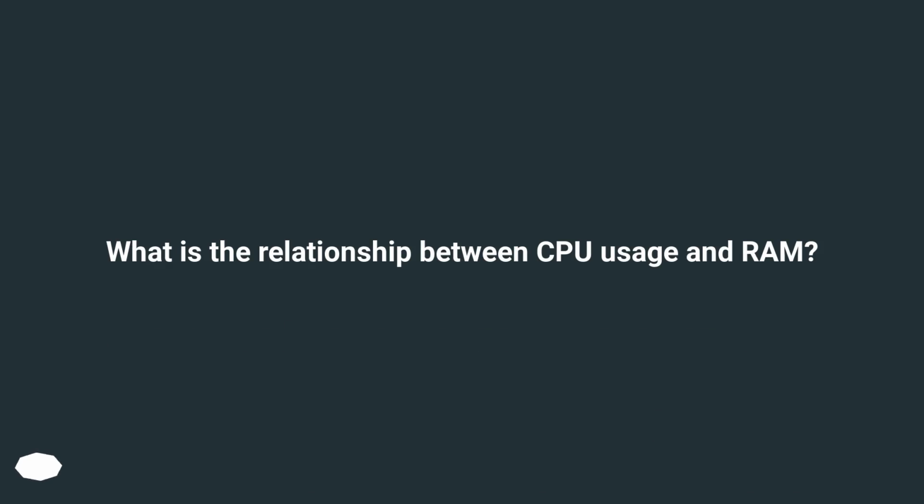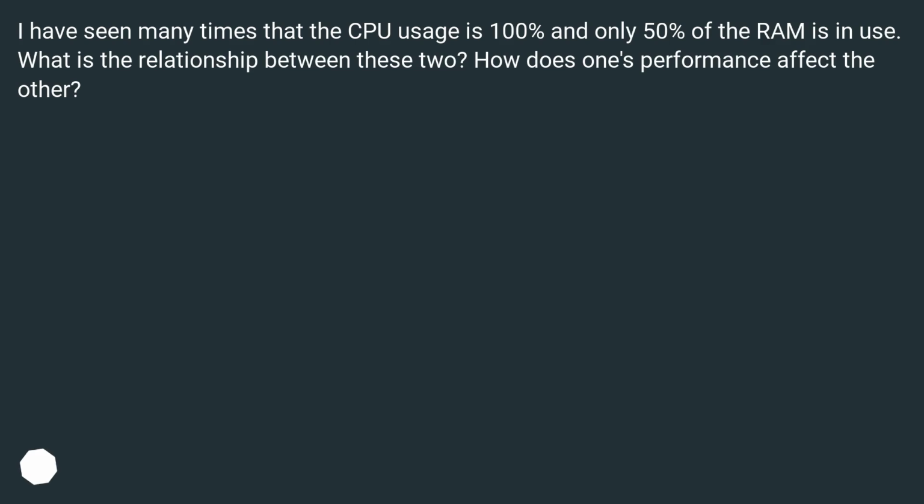What is the relationship between CPU usage and RAM? I have seen many times that the CPU usage is 100% and only 50% of the RAM is in use. What is the relationship between these two? How does one's performance affect the other?